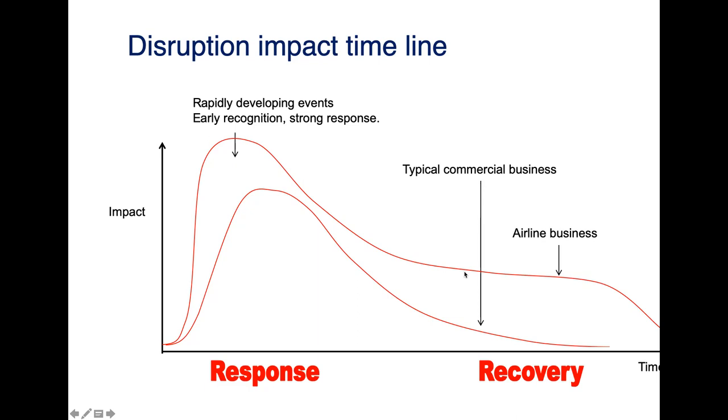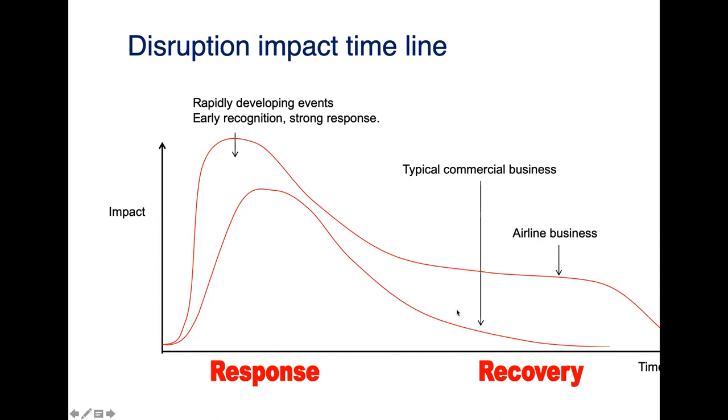We get aircraft in the wrong location. We have crews in the wrong location. We have passengers to recover. All sorts of flow-on effects. And actually, it can take quite a long time for an airline business to fully recover from some events. And I think SARS was a good example where some airlines were very badly affected, and it took them a long time to recover. And I did briefly mention Cathay earlier.